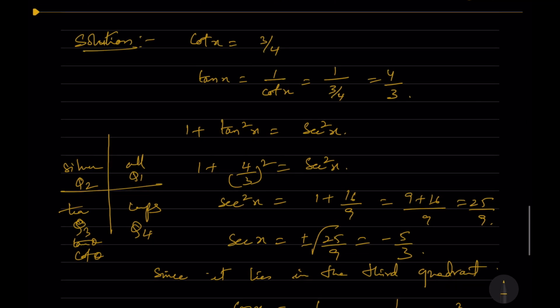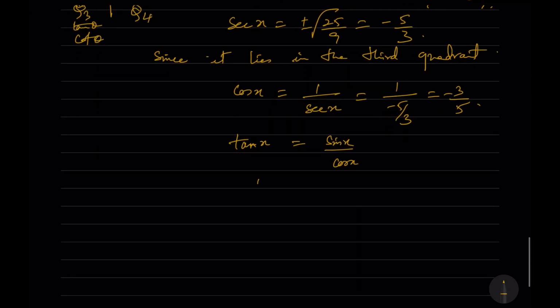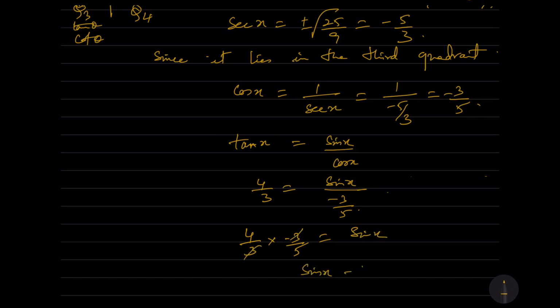So we have tan x as equal to 4 by 3. 4 by 3 is equal to sin x by minus 3 by 5. So now if you take it to the other side, this becomes 4 by 3 into minus 3 by 5, which is equal to sin x. So 3 will get cancelled. So sin x is equal to minus 4 by 5 is the answer.